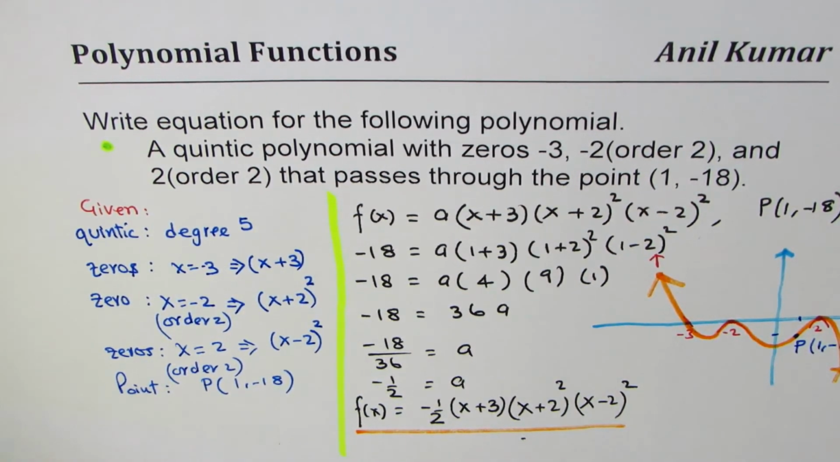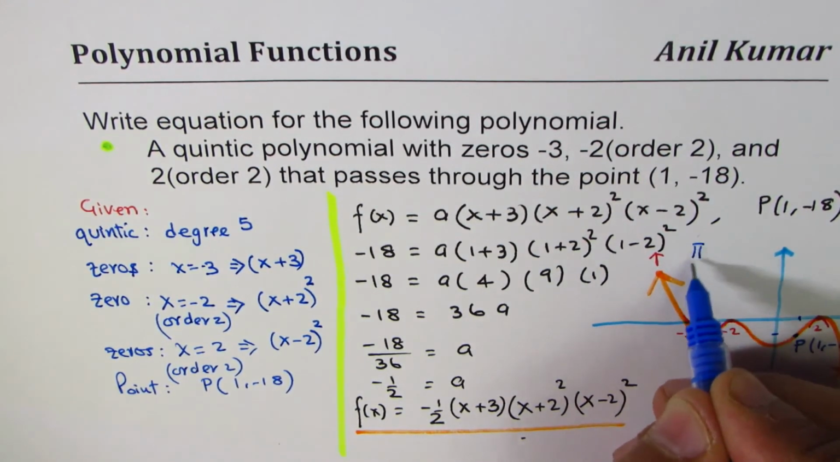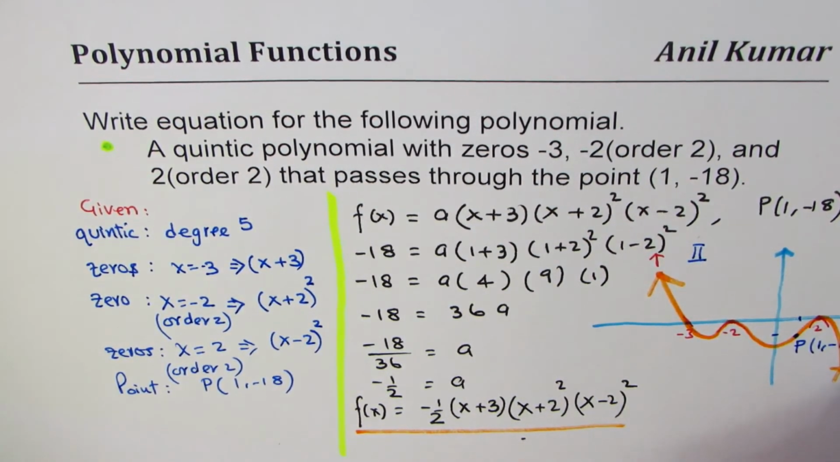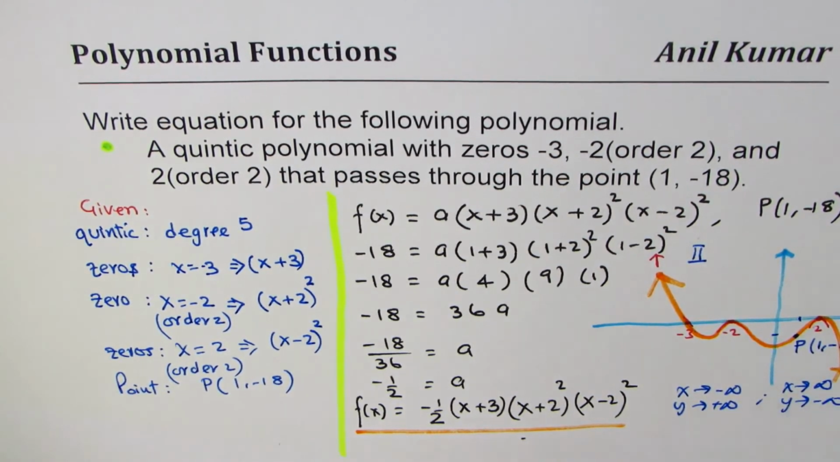So I hope that helps. The graph really moves from quadrant 2 to quadrant 4. That means when x approaches negative infinity, y approaches positive infinity. And when x approaches positive infinity, y approaches negative infinity. The function doesn't have any symmetry, as you can see. It is a quintic function with 3 zeros, 4 turning points, and 3 x-intercepts. That's what you can say about it.